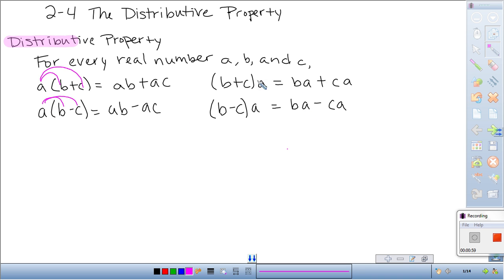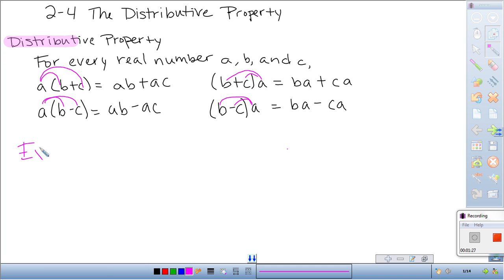And it's the same over here, except kind of backwards. So we're still distributing the a to the things inside, but in a different order. So we do b times a, which is ba, plus c times a, which is ca. b times a, minus c times a, ca. So we're distributing the number on the outside of the parentheses times the numbers inside the parentheses.